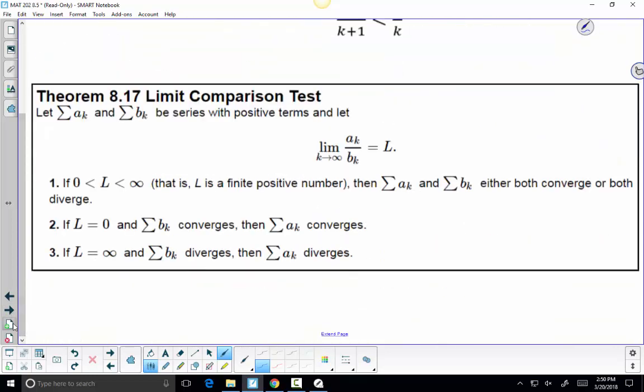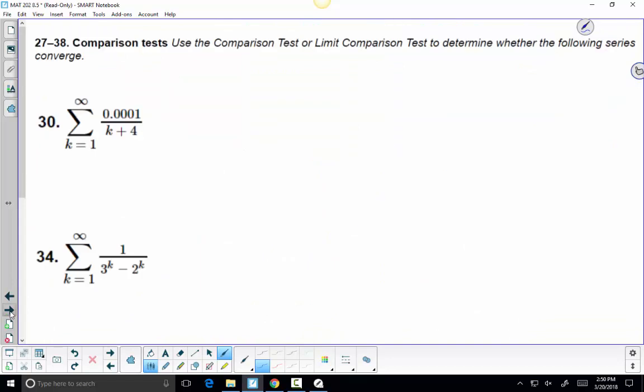Okay, comparison test. We've actually done something like this already, but it can't hurt to do another one. We've got that multiplier in the numerator. That's just a constant. And if we're trying to generate our b sub k, we're going to ignore constants. We're going to ignore non-dominant terms. So the series that we're going to definitely compare to is 1 over k. And we know that this is a divergent p series.